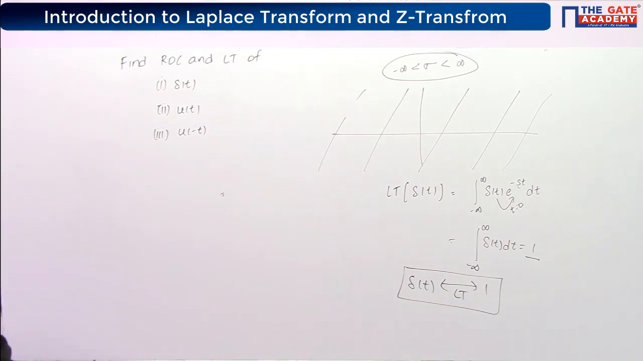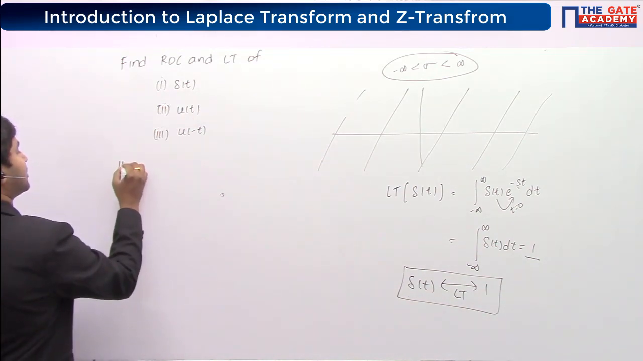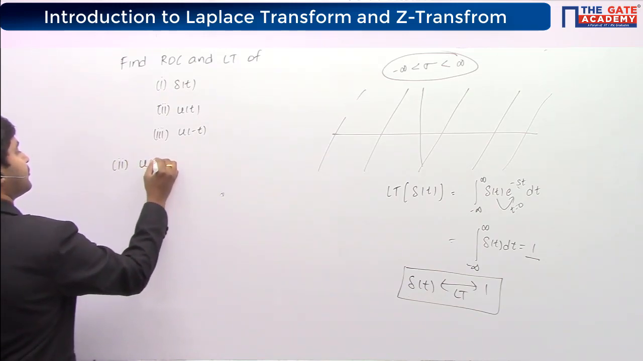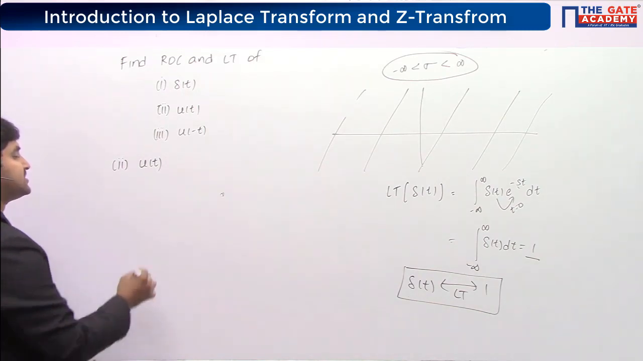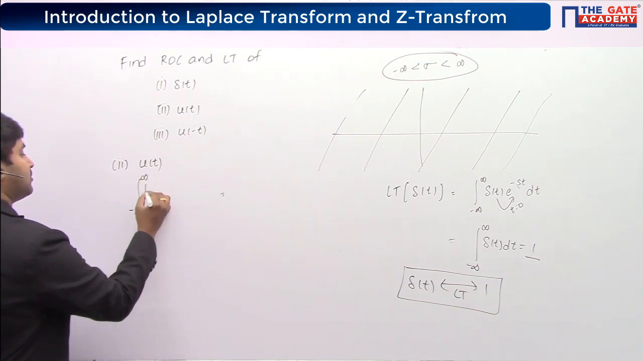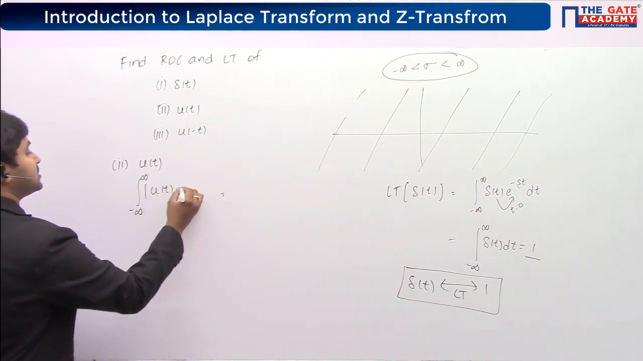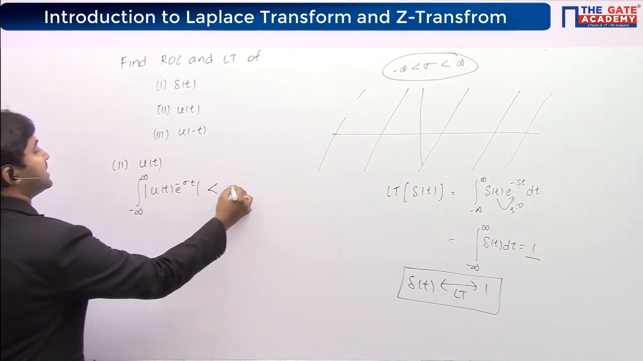The Laplace transform of delta of t will be 1. The next function that we are going to consider here is u of t. The first thing, again, is that we have to check the ROC. So we will take the existence condition and check whether it is less than infinity or not.